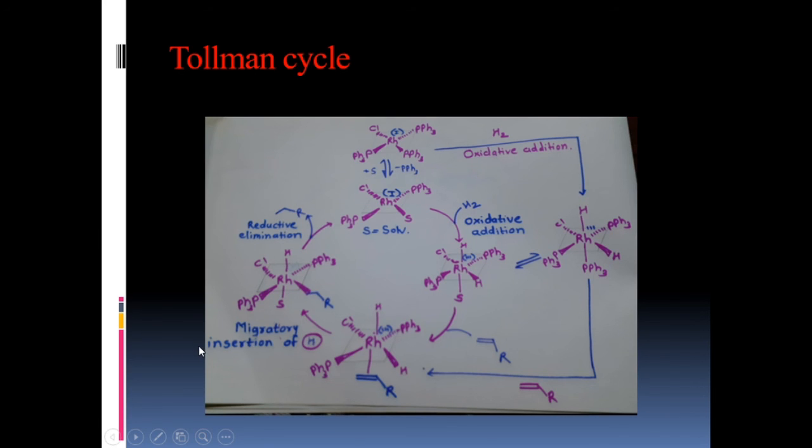Always remember, in the catalytic cycle there are two steps. First, the oxidative addition step, and second, removal of the PPh3 ligand first, and then the oxidative addition reaction is carried out. Now this is the Tolman catalytic cycle. So thank you, dear students.